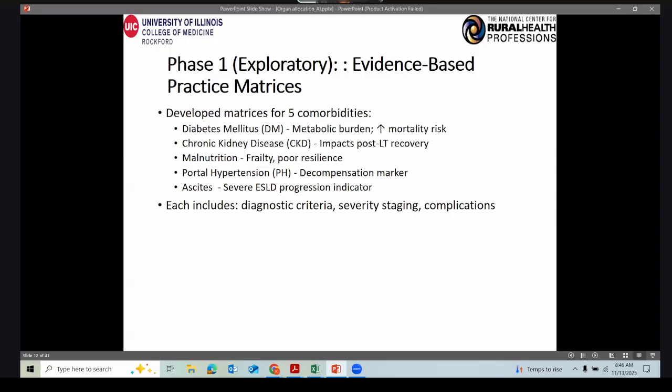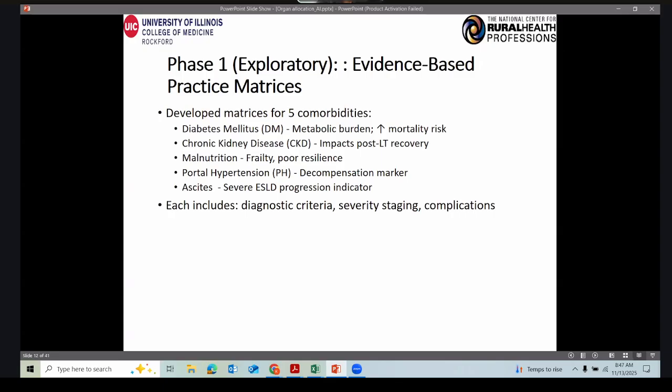We focused on 5 major comorbidities that have been repeatedly shown in the literature to impact liver transplantation outcomes. The first one is diabetes mellitus. Diabetes adds a significant metabolic burden to the body and is associated with higher mortality both before and after transplantation, which means that managing blood glucose levels and insulin resistance become critical for those patients.